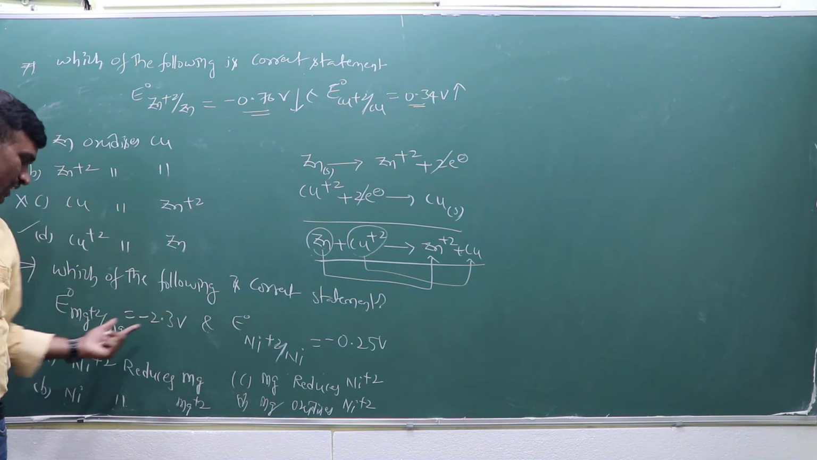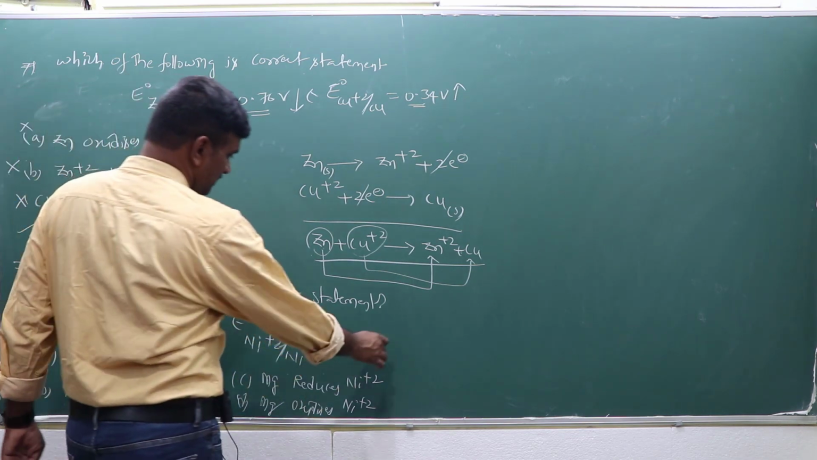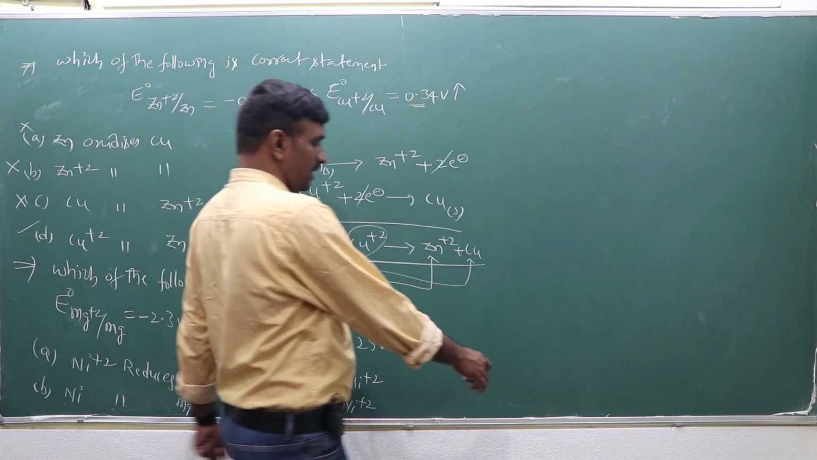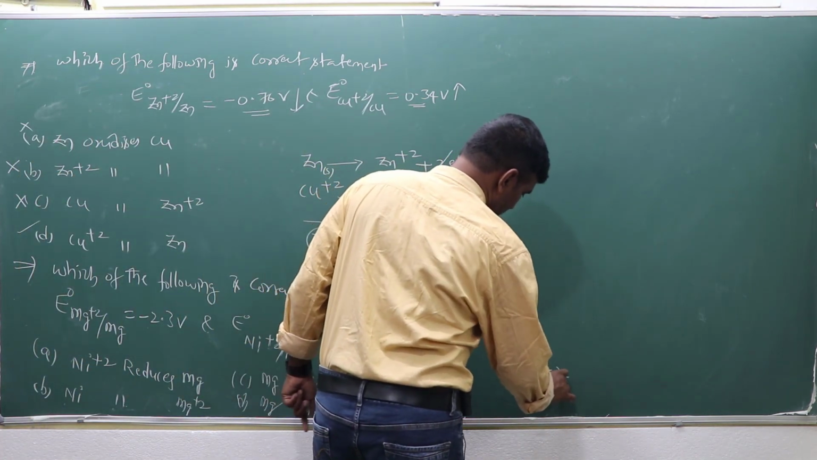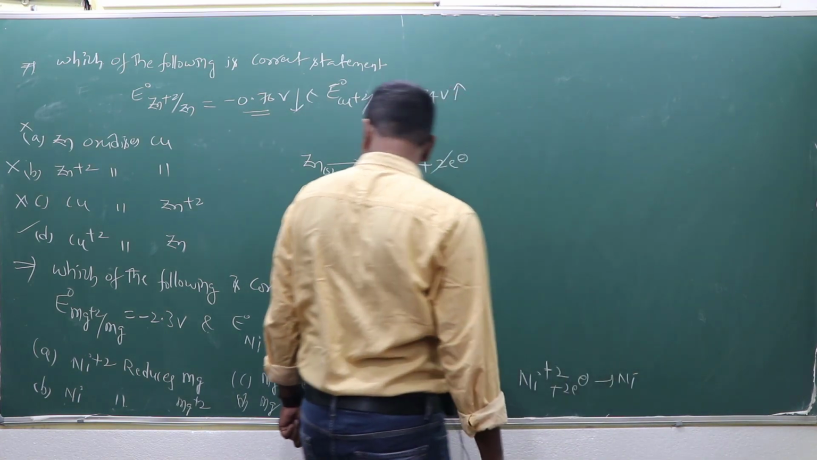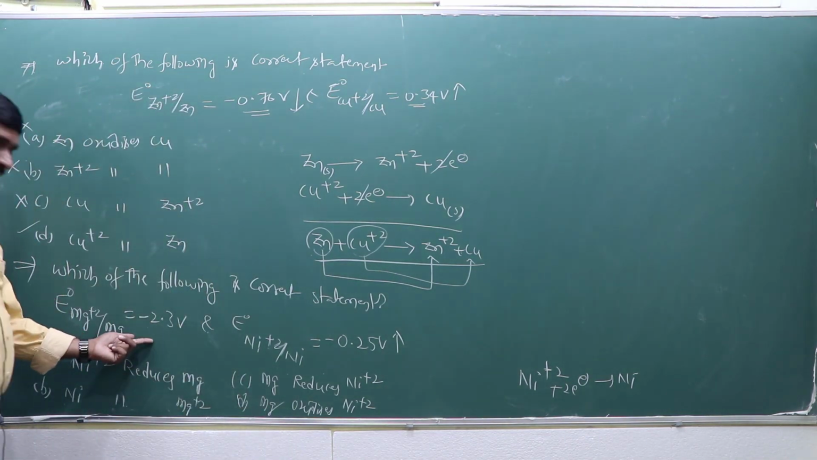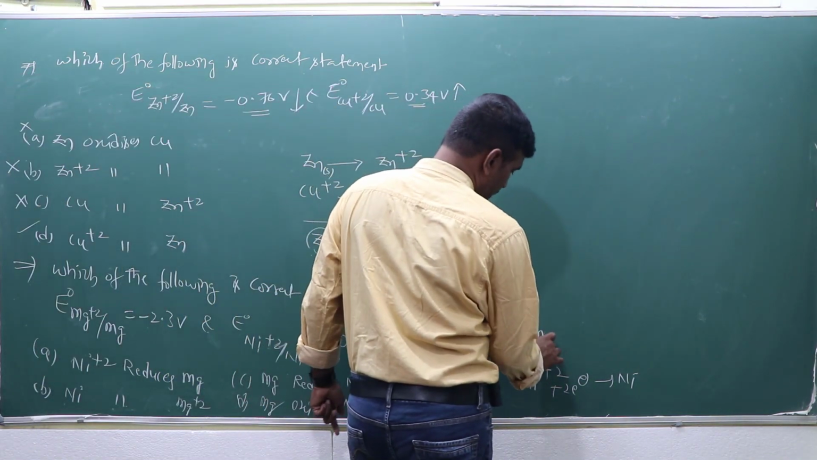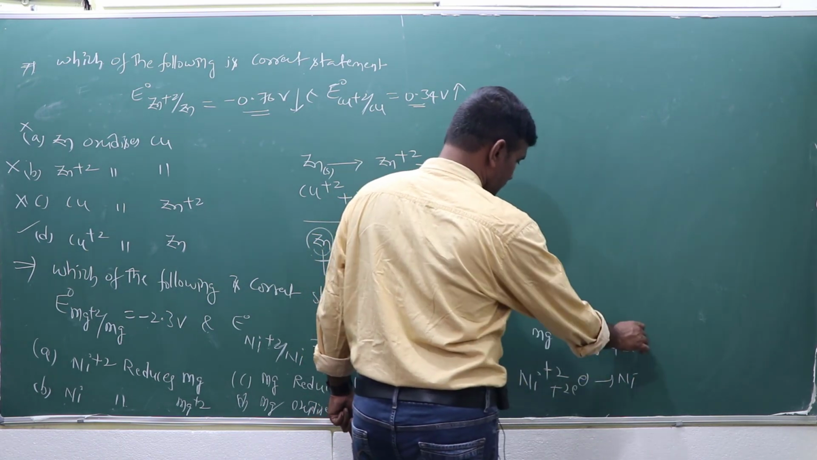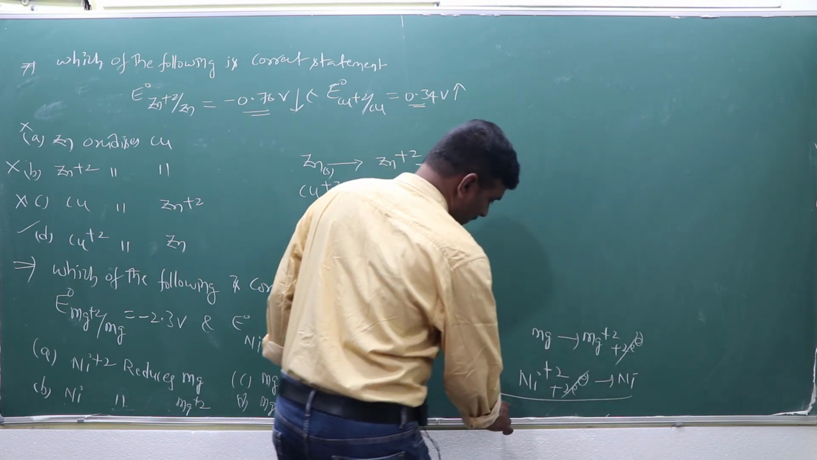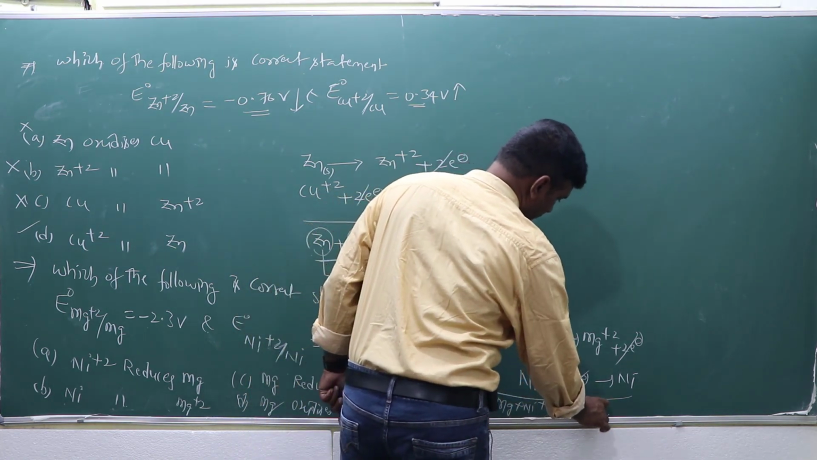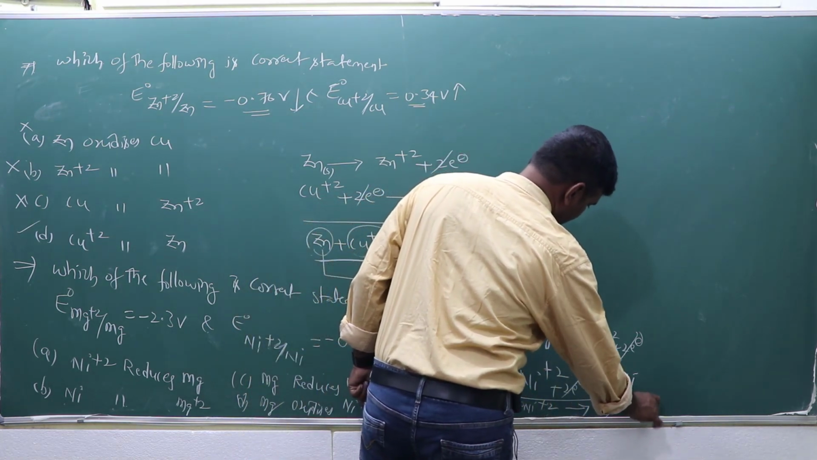Based on these two, both are reduction potentials directly. So this is the highest reduction potential compared to this. The highest reduction potential is going to be what? Reduction reaction takes place, taking 2 electrons, which is going to be nickel. And the lowest reduction potential is where oxidation takes place. Which one may it be? Magnesium goes to magnesium plus 2 while releasing 2 electrons. So which reaction takes place? Magnesium plus nickel plus 2 gives magnesium plus 2 plus nickel.